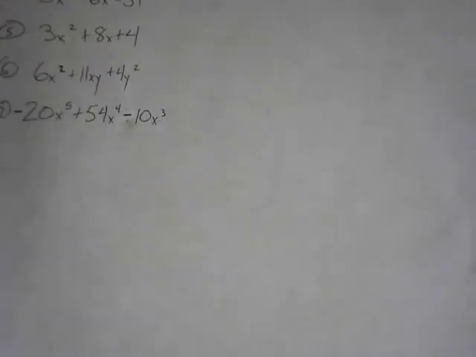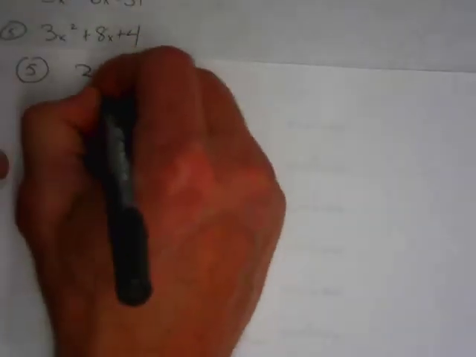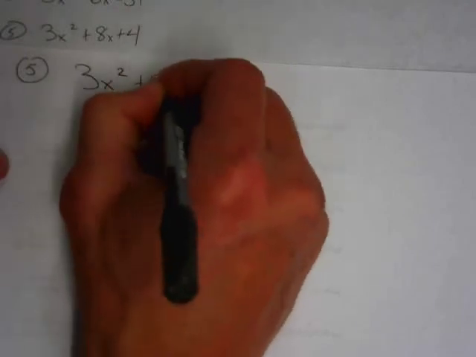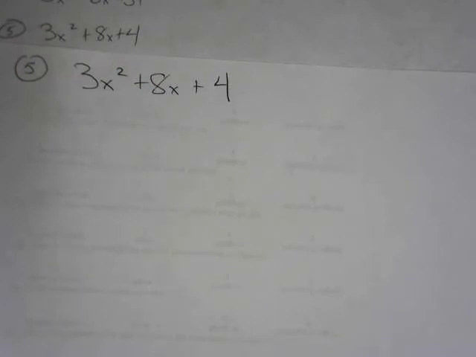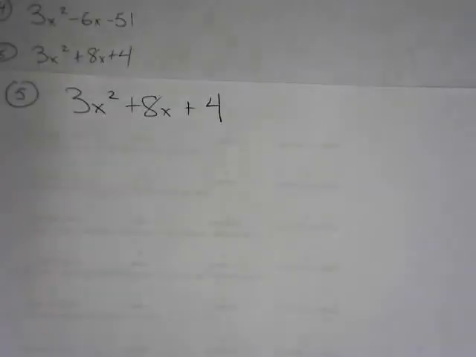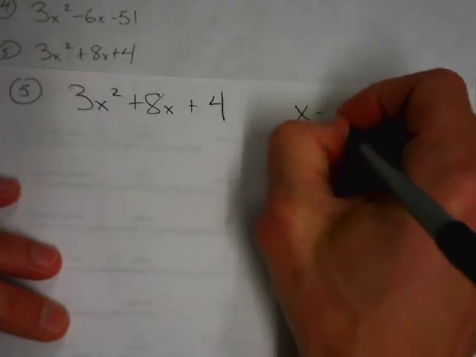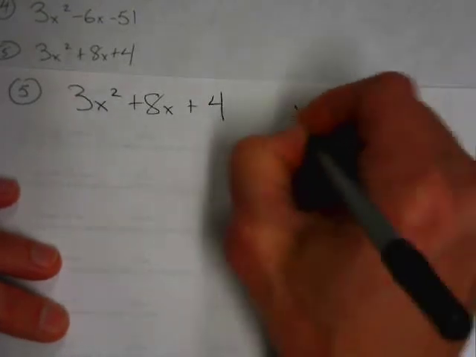So now we look at number 5. Now we're out of luck. No more greatest common factor, right? So number 5, we have 3x squared plus 8x plus 4. We can use the x factor here, or whatever method. I'm going to use the x factor. So I'm going to show this in practice. How does the x factor method work?